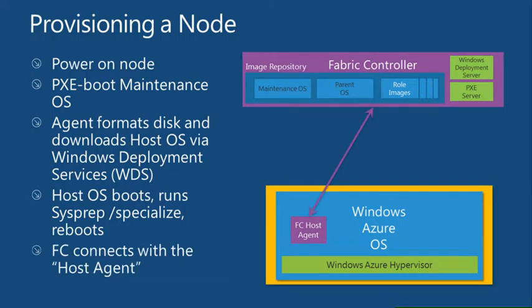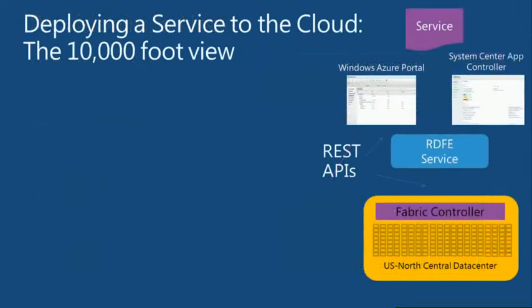And then the machine boots, and the Fabric agent connects with the Fabric controller. So there's a little agent, kind of an emissary of the Fabric controller, to perform its bidding remotely. And now the server is ready to start accepting applications. It's part of the machine pool now.